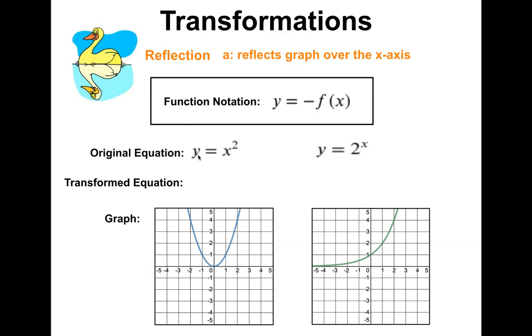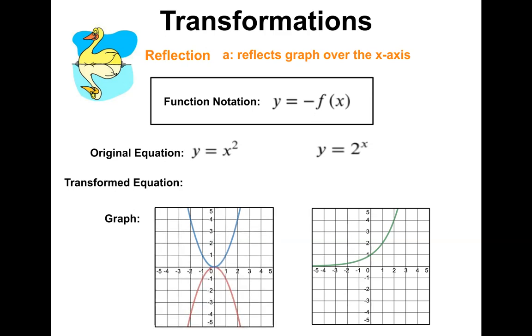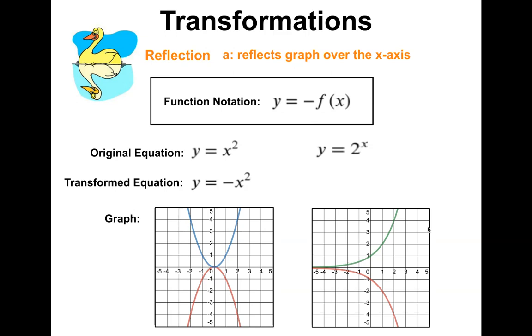So let's take the original equation, y equals x squared. This is a quadratic function. If we want to transform the graph, making it reflect or open down, it now would become y equals negative x squared. We have here an exponential function, y equals 2 to the x, and we see our graph. Again, if we wanted to reflect or make it open down, we would make our a value negative, meaning y equals negative 2 raised to the x.